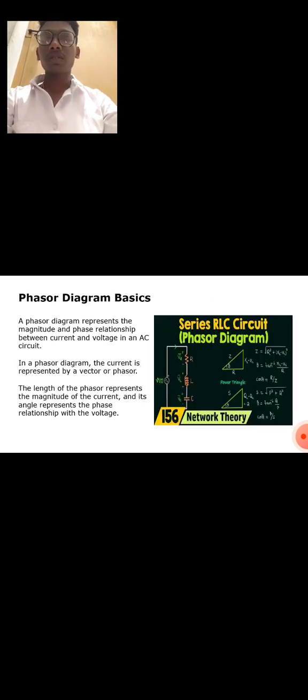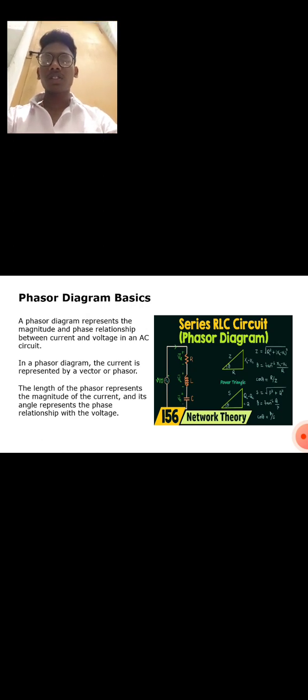Phasor diagram basics. A phasor diagram represents the magnitude and phase relationship between current and voltage in AC circuits. In a phasor diagram, the current and the voltage are represented by phasors. The length of the phasor represents the magnitude of the current, and its angle represents the phase relationship with voltage. Series RL circuit phasor diagram.